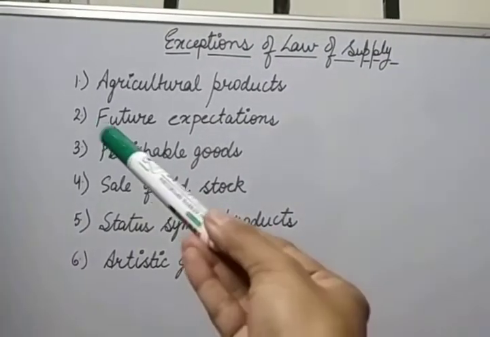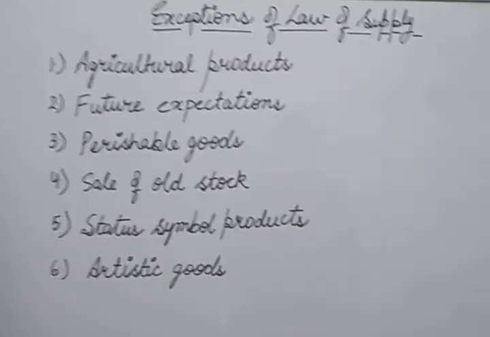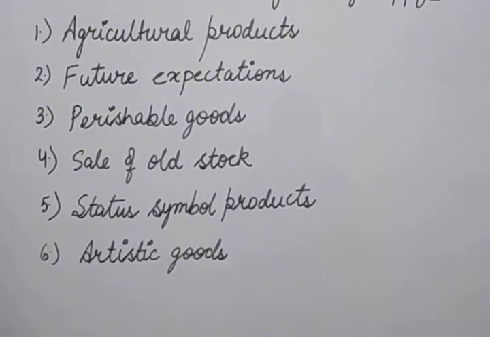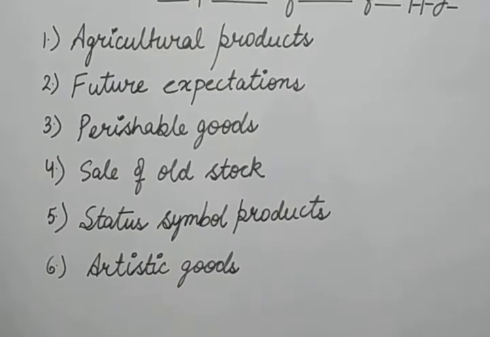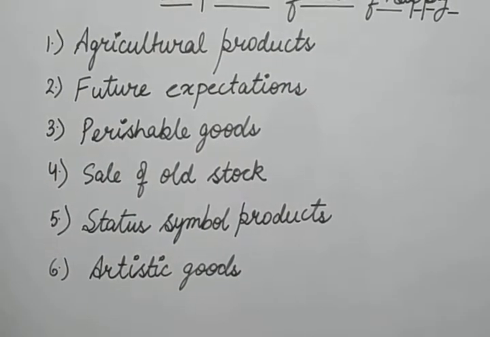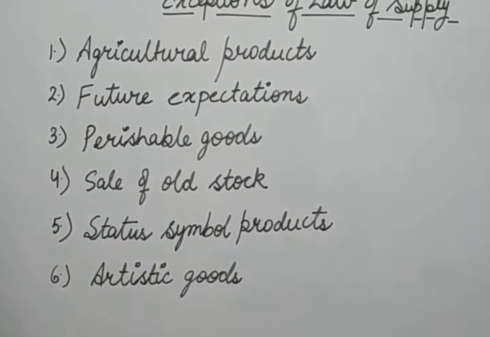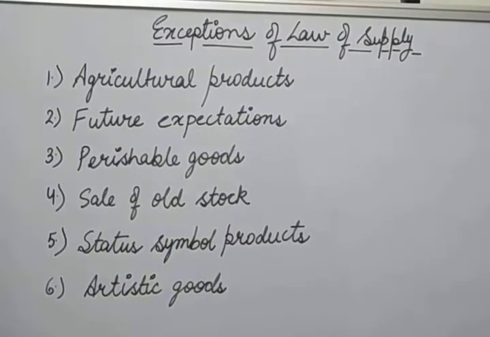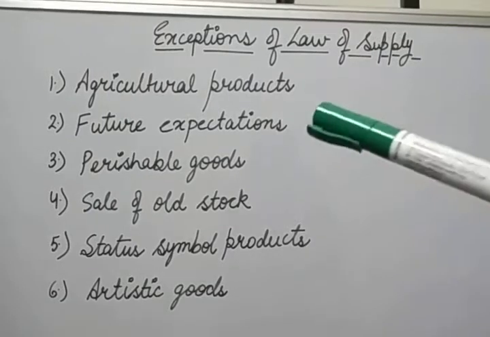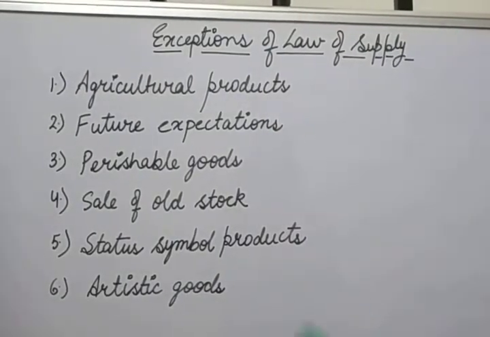Now the second one is future expectation. If the producer expects a higher price of the commodity in future, then he would sell a lesser amount of goods even at higher prices in the present. So in this case also, the law of supply does not operate.